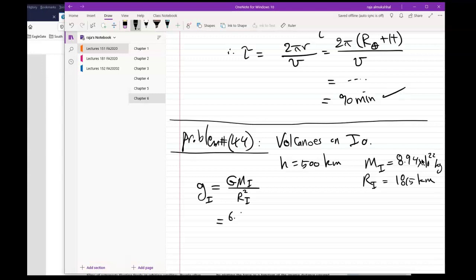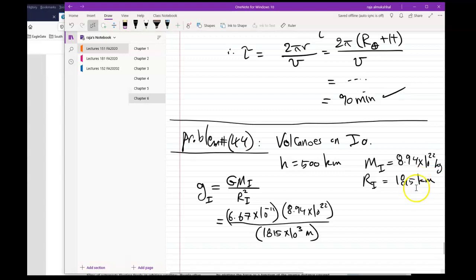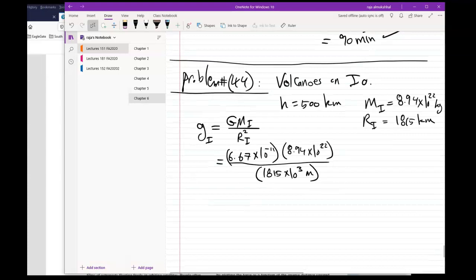So I have here 6.67 times 10 to the power of negative 11. The mass, 8.94 times 10 to the 22nd, divided by the radius, 1815 times 10 to the 3rd meters. Remember, it says kilometers here, so I have to multiply by 1,000. When you calculate that, you will get 1.81 meter per second squared. So this is the G value on Io.